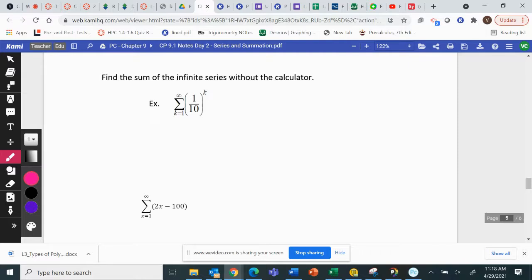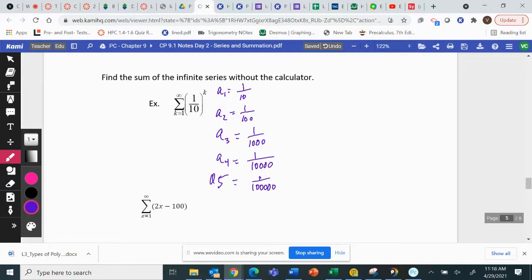We're going to start making a list. So I'm going to plug in 1 first. If I plug in 1, my a sub 1, what are we going to get? 1/10. Now I'm going to plug in 2. And we're going to get 1/100th. Then we're going to plug in 3. And we're going to get 1 over 1,000. We're going to plug in 4. And we're going to get 1 over 10,000. We're going to plug in 5. And I'm going to get 1 over 100,000. And then I'm going to say, okay, I've started a pattern.